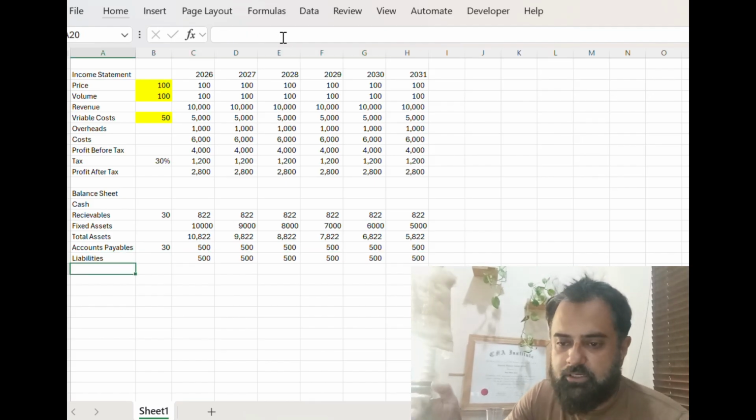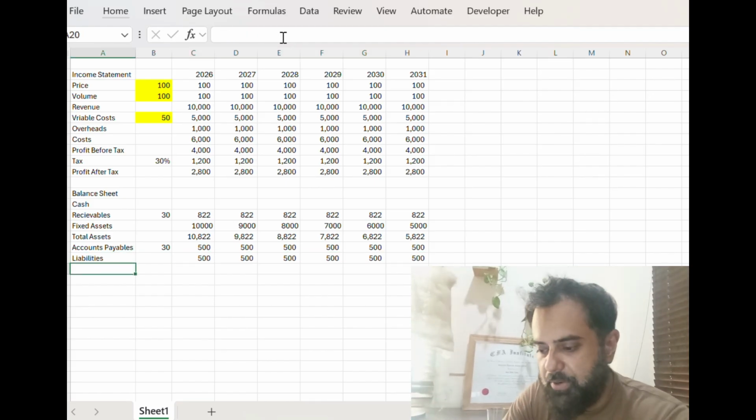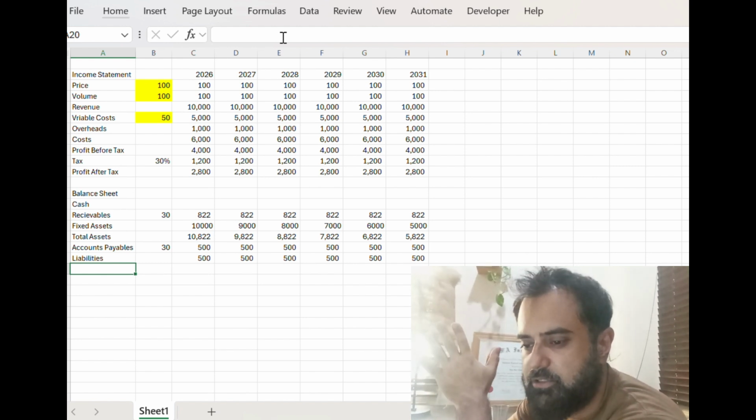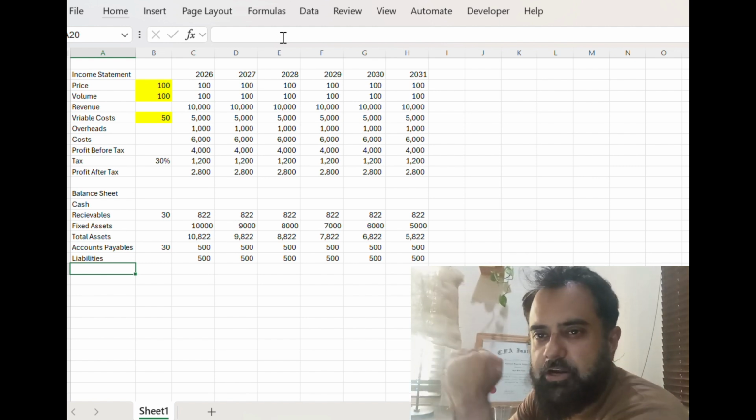Now we come to the equity, the paid up capital. The equity, in very, very simplistic terms once again, has paid up capital and retained earnings.